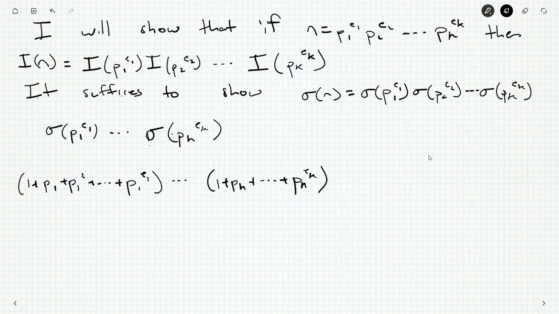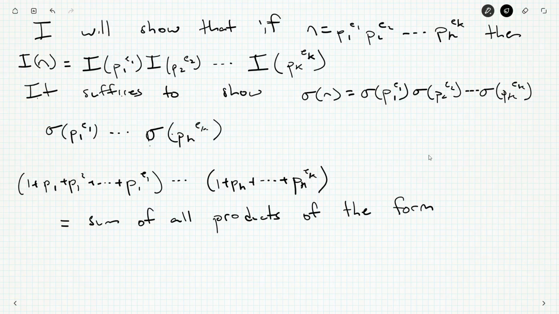So when I multiply these out, I'm going to FOIL it all out. It's going to be the sum of all products of the form p1 to the a1, p2 to the a2, up to pk to the ak.